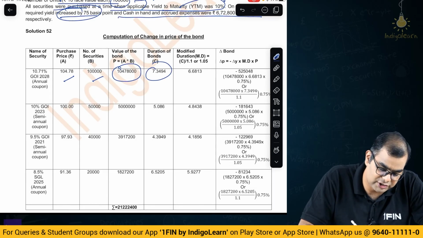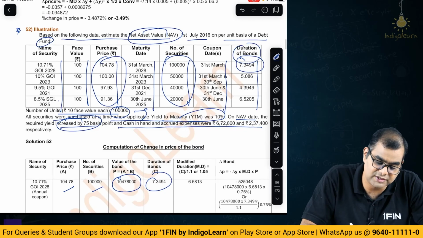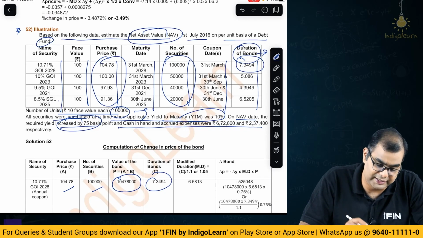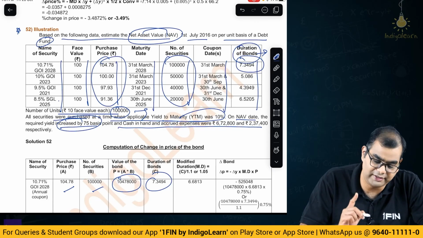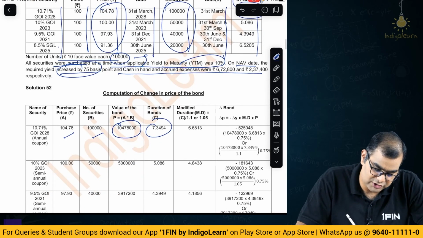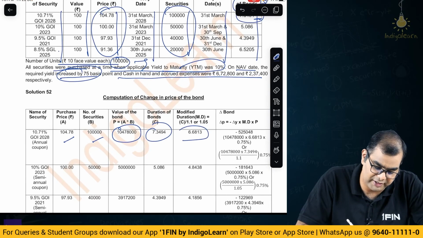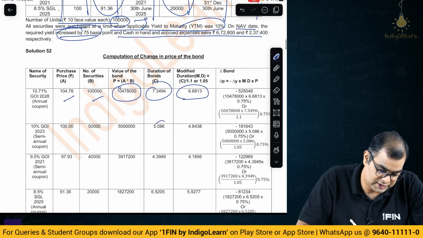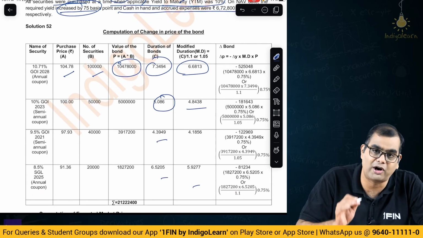And modified duration is, what is modified duration? This duration what they have given is Macaulay duration. So, modified duration is this divided by one plus yield. And yield, if it is an annual bond, you divide by 1.1, or if it is a semi-annual bond, you divide by 1.05. Okay. So, first one is 7.3494, you divide it by 1.1. Next one is semi-annual, you divide by 1.05. Like that, you compute for each of them the modified duration.